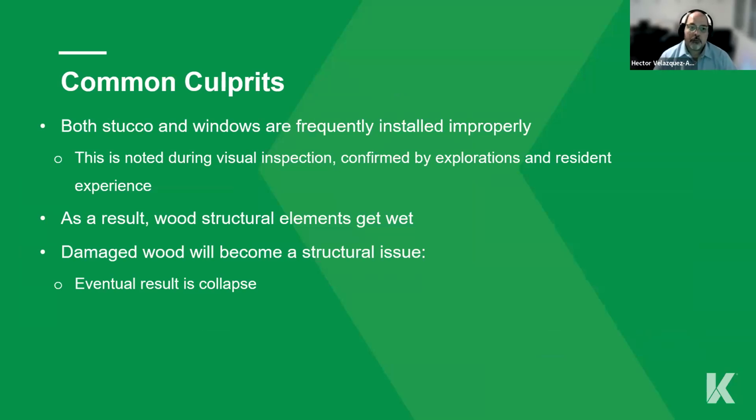Common culprits of water intrusion, based on our presentation, are the stucco and windows that are frequently installed improperly. This is noted during visual inspection, confirmed by exploration and resident experience. As a result, the wood structural elements get wet, which will cause them to rot, and then we get a structural issue. Those are events that are costly for an association, very costly for an owner to address. It is highly recommended to maintain your property and do progressive maintenance on your building.